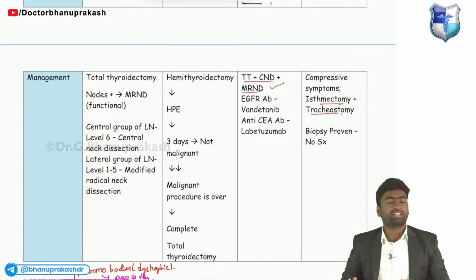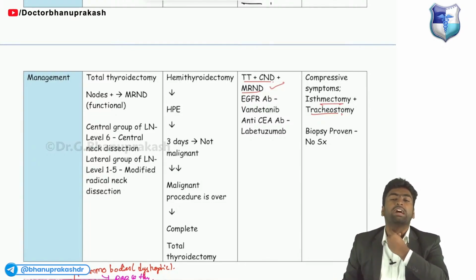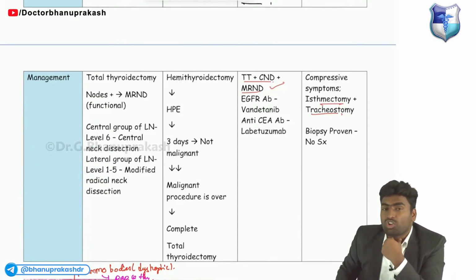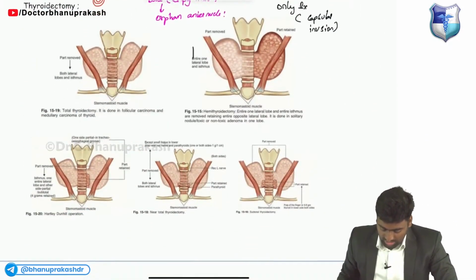So in the case of anaplastic, I told you it is a compressive symptom. So to remove it, we'll remove from here. It is the isthmus part we will remove, so that it will stop compressing the trachea and esophagus. Okay, right. We'll move on to a few more thyroidectomy procedures.